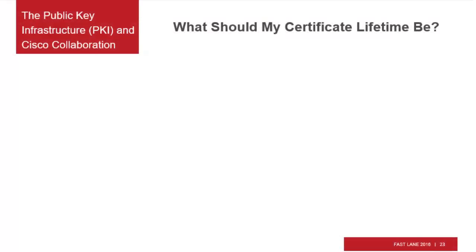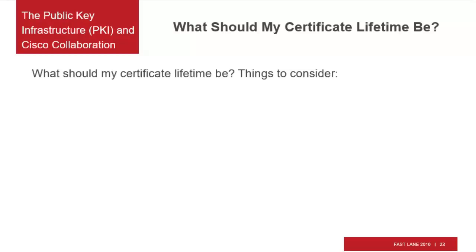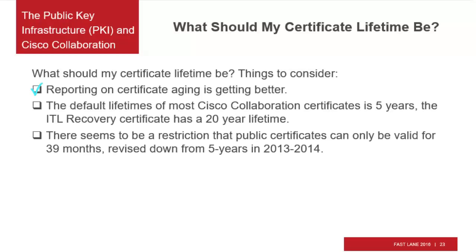When I generate certificates, what should my certificate lifetime be? Things to consider. Reporting on certificate aging is getting better. The default lifetimes of most Cisco Collaboration certificates is 5 years. The ITL Recovery Certificate has a 20-year lifetime. From the 1st of April 2015, all SSL certificates will be issued with a maximum validity period of 39 months. This restriction has been agreed by all parties of the CAB Forum, a collection of certificate authorities and browser vendors, and is therefore industry-wide. This reduced validity period is being imposed to help increase the security of SSL TLS.